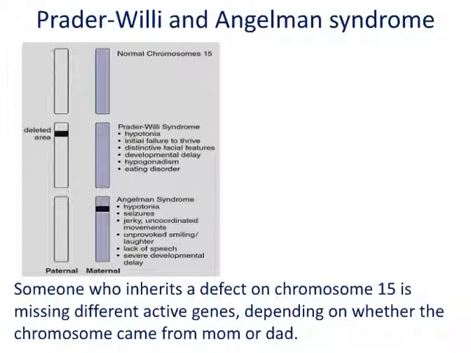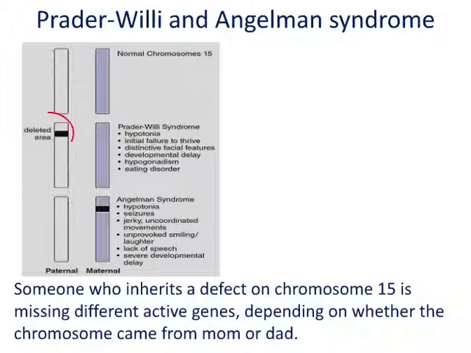Prader-Willi and Angelman syndrome are 2 very different disorders, but they both are linked to the same imprinted region on chromosome 15. Some of the genes in this region are silenced in the egg, while others are silenced in the sperm. So someone who inherits a defect on chromosome 15 is missing different active genes depending upon whether the chromosome came from mom or dad.